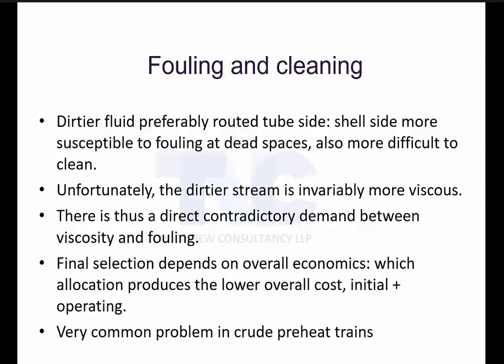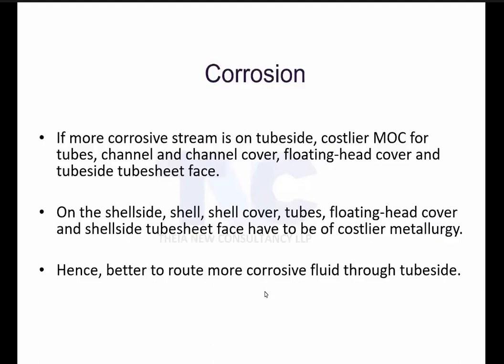And another thing, corrosive fluid. For corrosive fluid, I can take a very good decision. You know why? When the fluid is corrosive, it is always better to send it in the tube side. Always. Why? If I send it to the tube side, I need to have only the tube made of costlier material. Clear? But if I send the corrosive fluid in the shell side, my shell has to be of costlier material and my tube also has to be of costlier material.